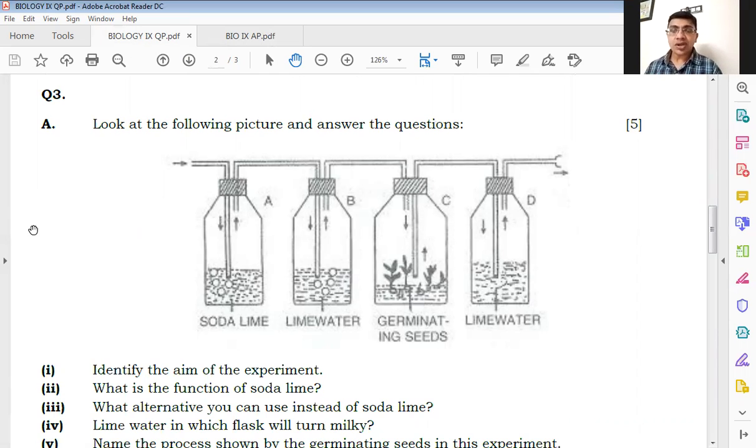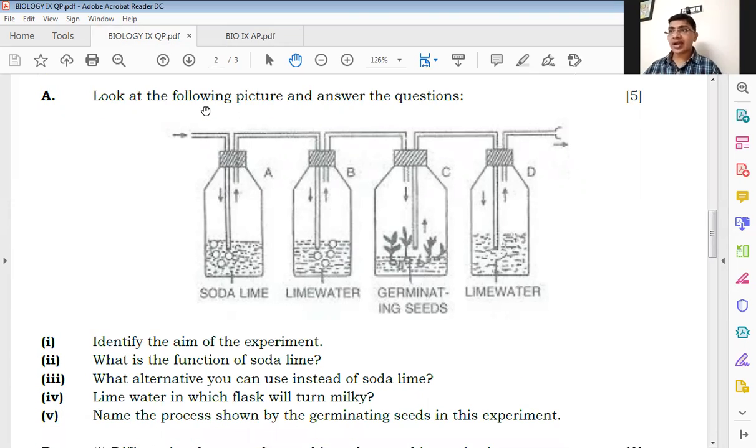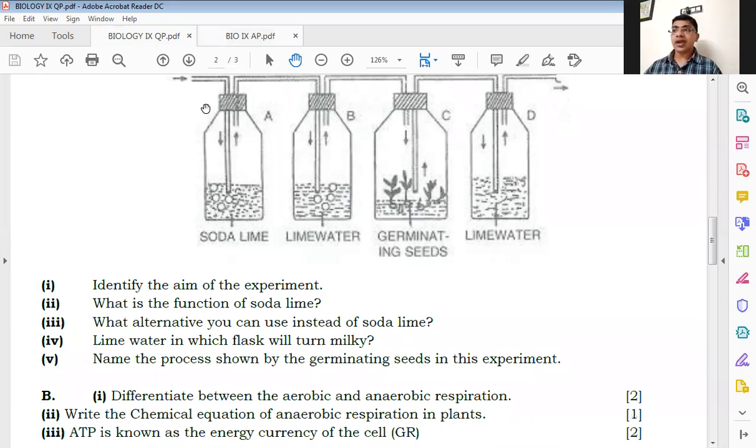If you see the picture, there are 4 jars which are named A, B, C, and D. A contains soda lime, B contains lime water, C contains germinating seeds, and D contains lime water again, right? And they're all connected through the tubes there, which are corked. Now, let's understand the questions one by one, and then we'll be seeing the answers, right? So, first question, identify the aim of the experiment, right? So what is the aim of the experiment here?